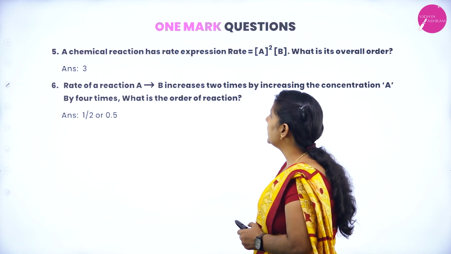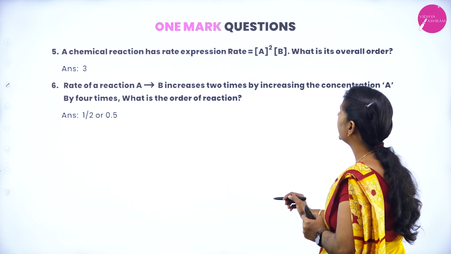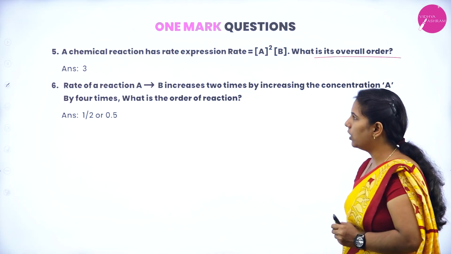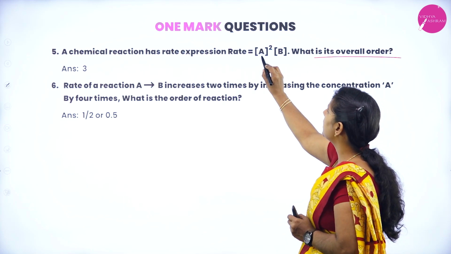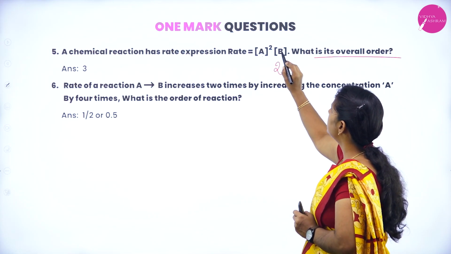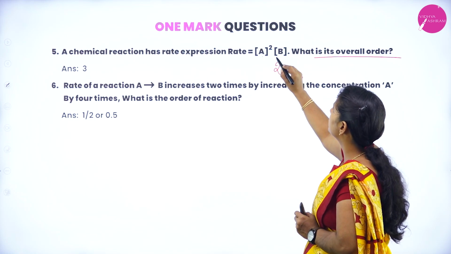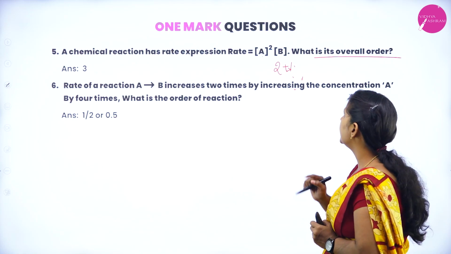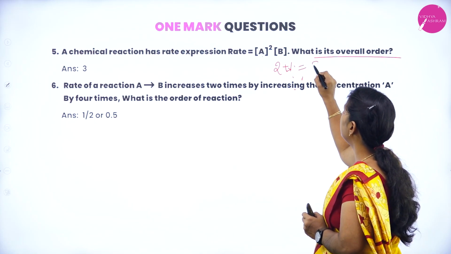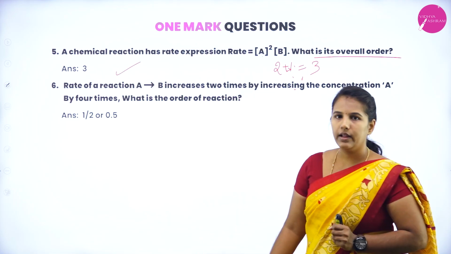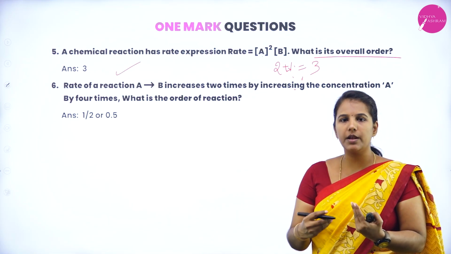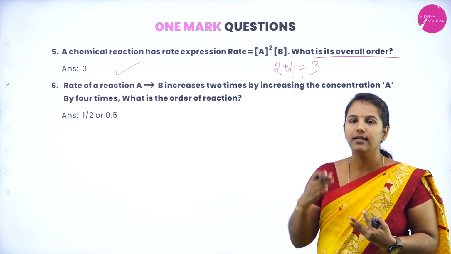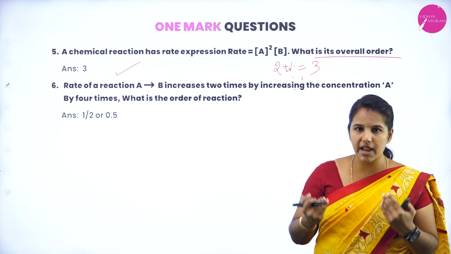Next, a chemical reaction has a rate expression: rate is equal to A square into concentration of B. What is the overall order? You can see that the power of the concentration of reactant A is 2. Similarly, the power of the concentration of reactant B is 1. Nothing is written there, which indicates that it is 1. So, if you add 2 plus 1, it is 3. So, the answer is 3. Clear? We know that orders are obtained by counting the sum of the powers of concentration terms which are involved in the reaction, especially on the reactant side that we are considering.